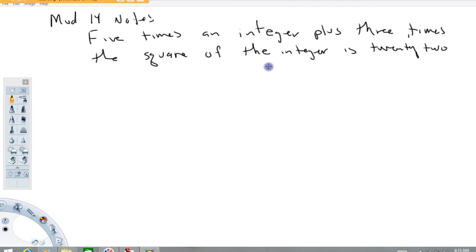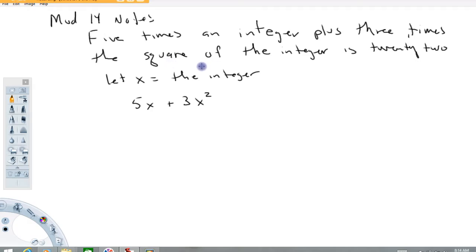So the first thing we're going to do is define a variable here. Let's say, how about let x equal the integer that we're looking for. And now the next step is to take a look at this sentence and try to translate it into a mathematical equation. So it says 5 times an integer, so that would be 5x, plus 3 times the square of the integer, so that would be plus 3 times x squared. Now, not square root, because it says the square, not square root.